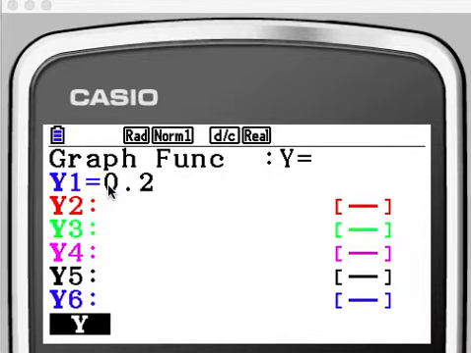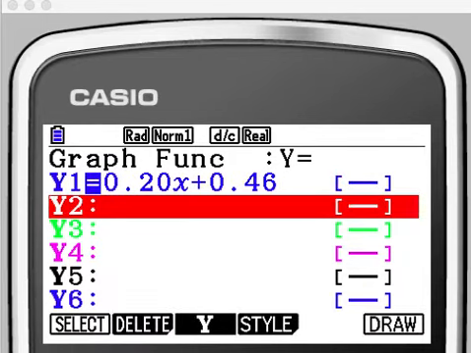0.20, and then the X key has to be chosen from your calculator keypad, not your computer keypad. You must use the calculator keypad to enter the X. Then since our B value was positive, I'm going to add the plus key, 0.46, and that gives us our y-intercept. Now you must press the return key in order for that equation to be saved.